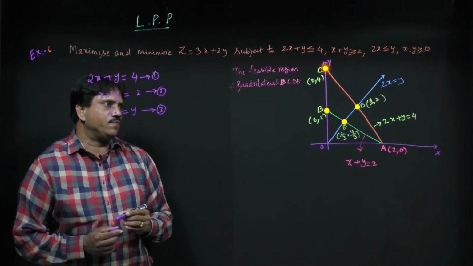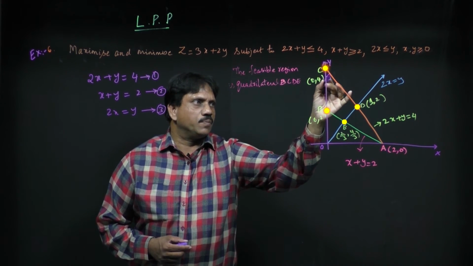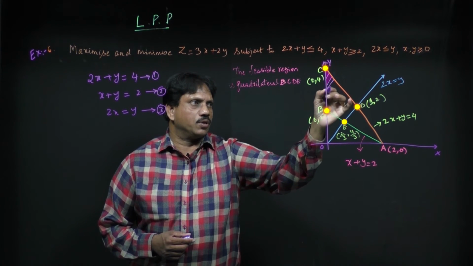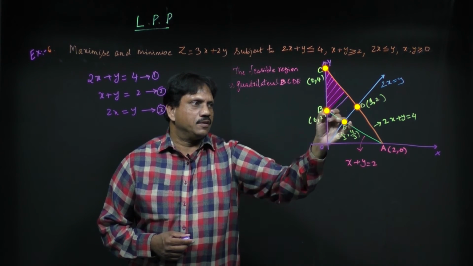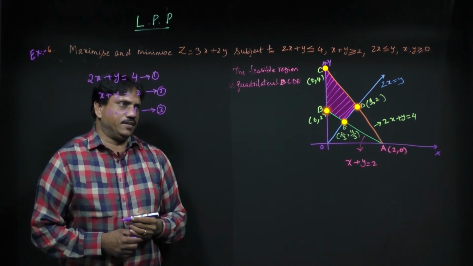BCDE is the required feasible area. This is our required feasible area. So this is the part you have to shade. This is the total part you have to shade. This is our required feasible region.